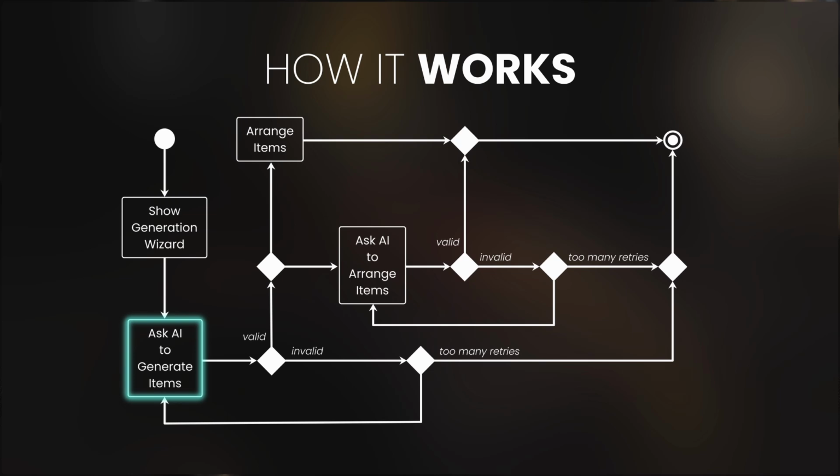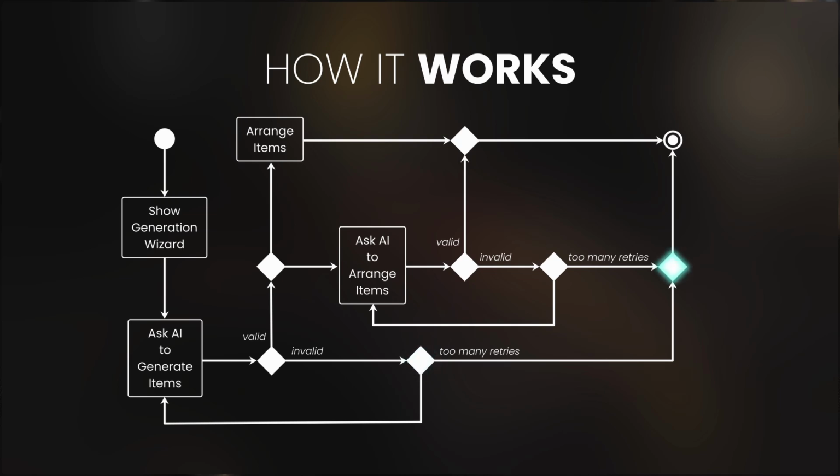Unfortunately, as with any AI-generated content, there's no guarantee of perfection every time. Therefore, validation is crucial. If the AI's response meets our criteria, we proceed to create the suggested items. However, if the response is deemed invalid, we request the AI to make corrections until either a valid answer is provided or the AI has attempted to fix the issue a certain number of times without success.